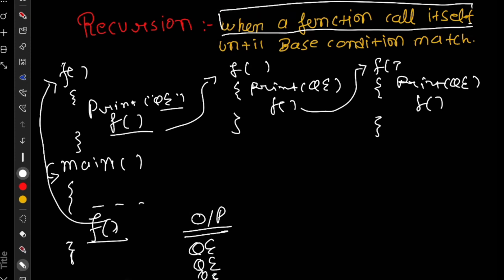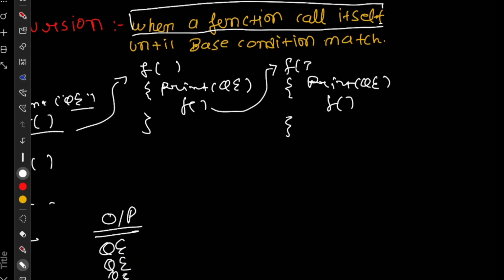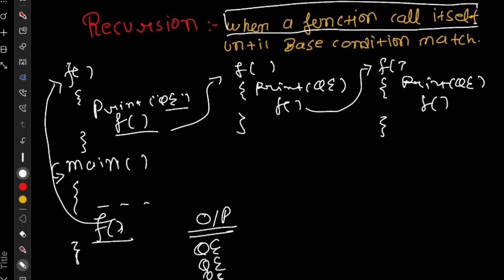This happens infinitely because we have no base condition. What is a base condition? I will tell you later. This is how, when a function calls itself without a base condition, it turns into an infinite function.